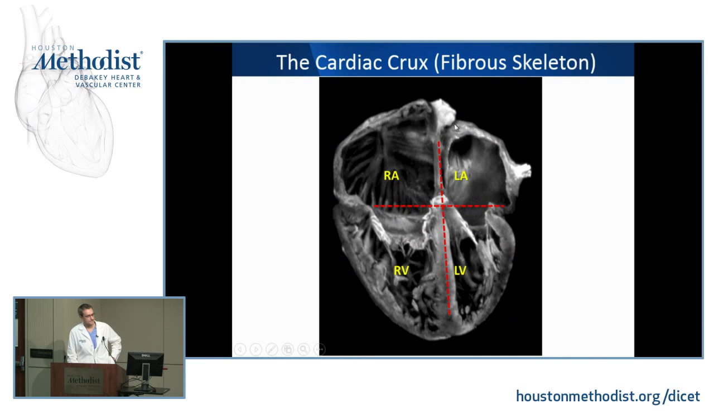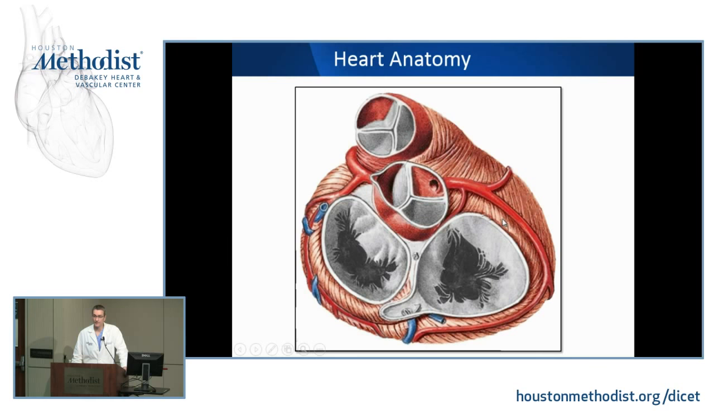So this is part of the anatomy to recognize, the cardiac crux, or the cardiac skeleton. If you look at the four chambers and this fibrous tissue in here that really holds it all together, this is generally what acts as a natural barrier for bugs. It's difficult to get through here. Many bacteria won't get through. Staph aureus will get through.